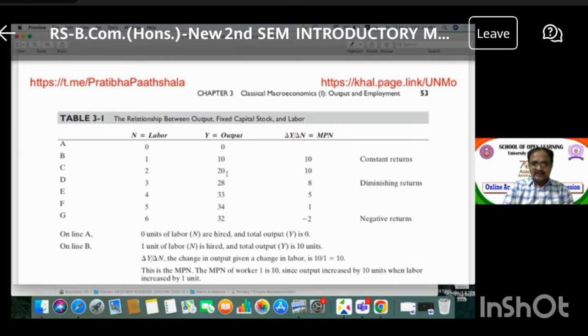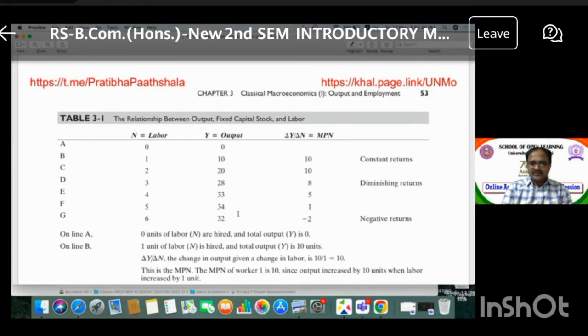Dear student, I can say that one more unit of labor input can increase output. Earlier output went from 10 to 20, the difference is 10. Then 20 to 28, 8 difference. 28 to 33, only 5 difference. So this difference is the MPN. So what is happening? Output is increasing, but earlier at a constant level, then after that diminishing, and after that it is going to negative.